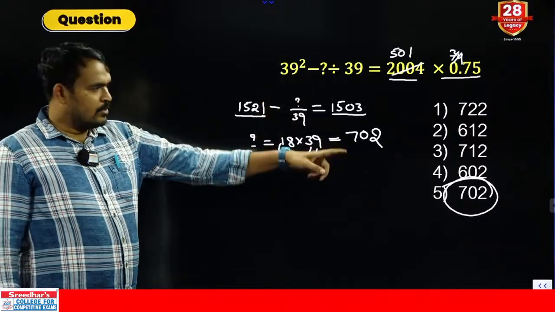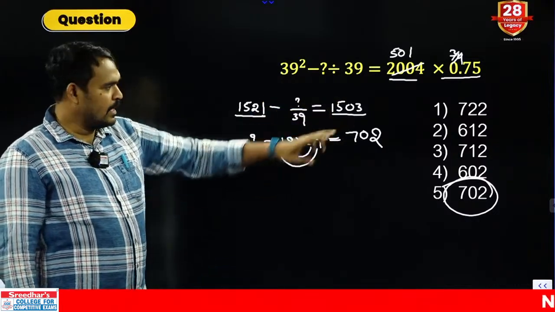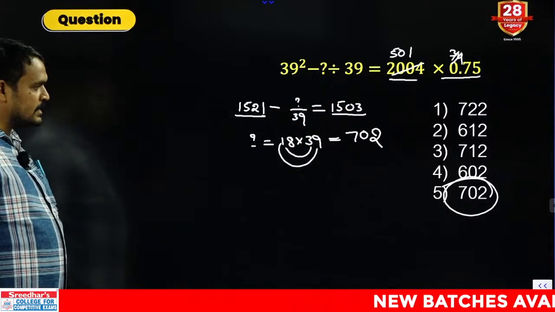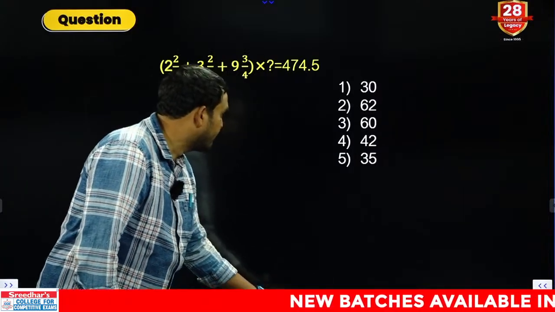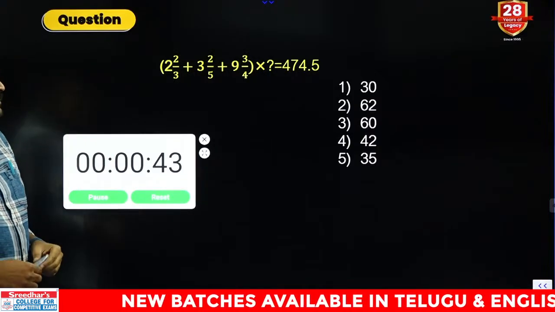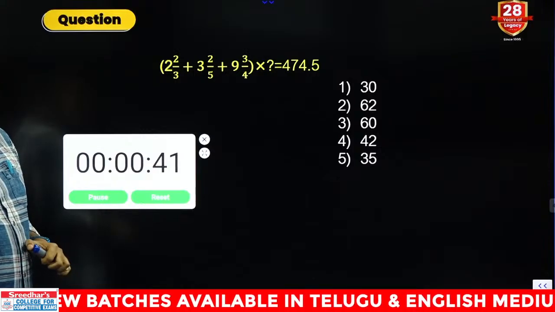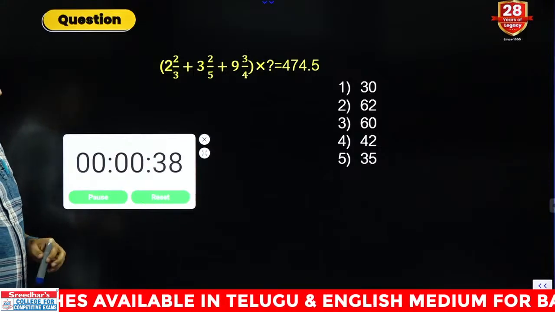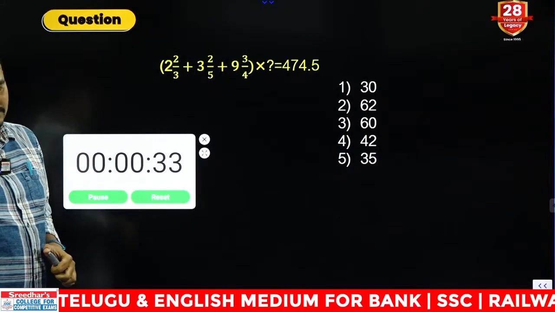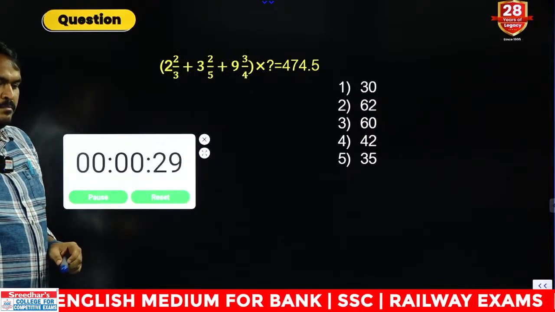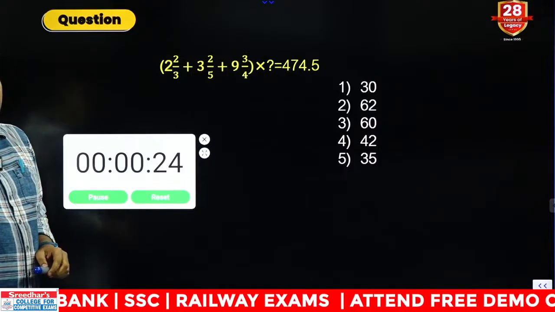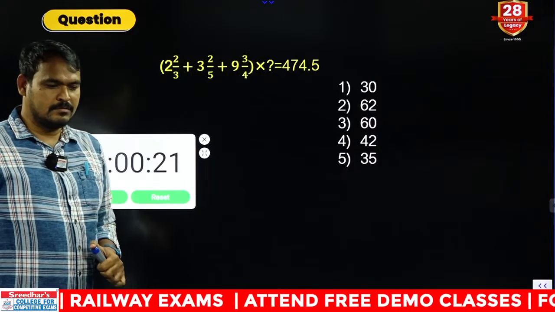If you verify the 13 multiple, 2 options are not. Again if you verify the 9 multiple also 2 options are not. Next question number 6. Time 45 seconds. Start. Today questions little bit moderate questions.